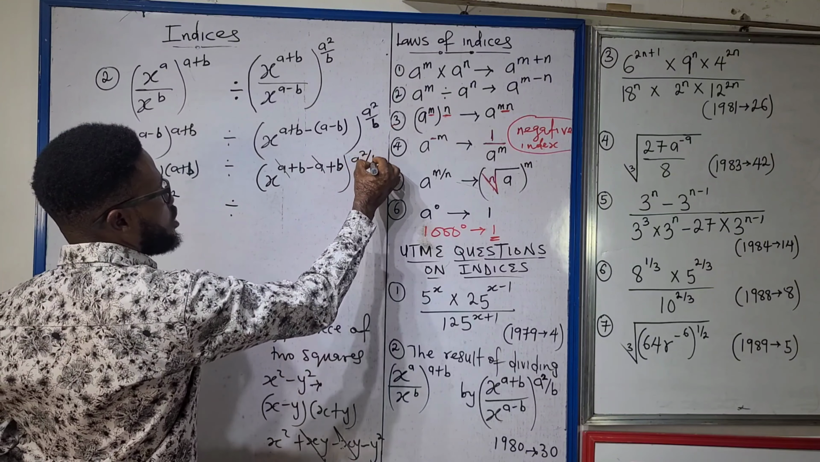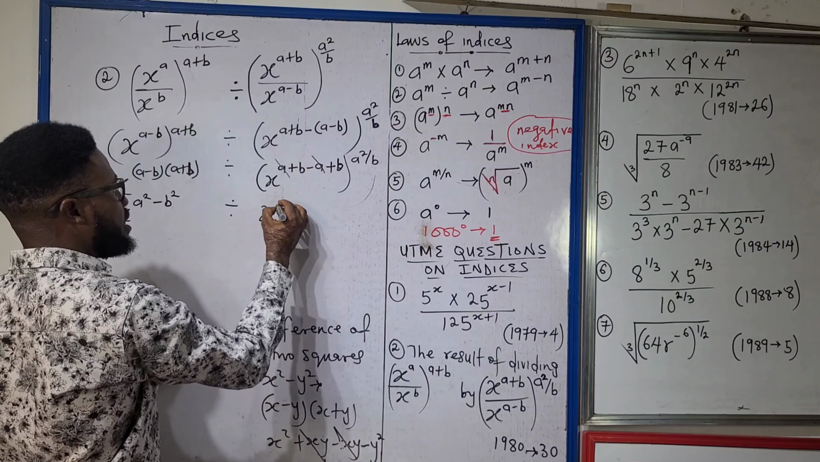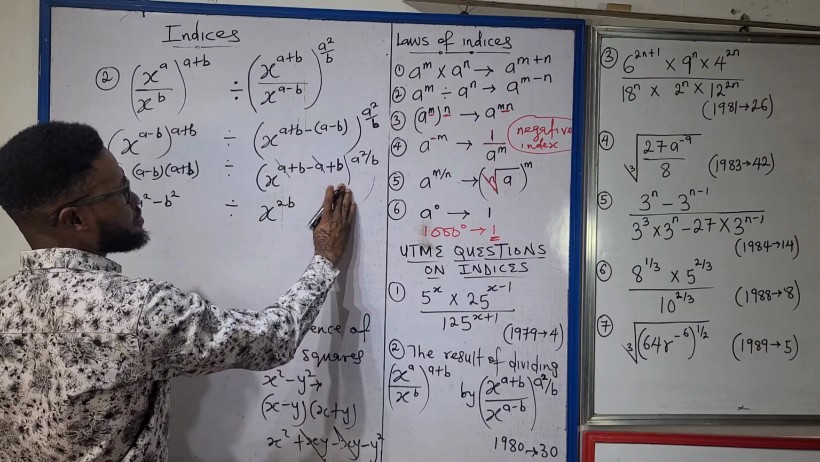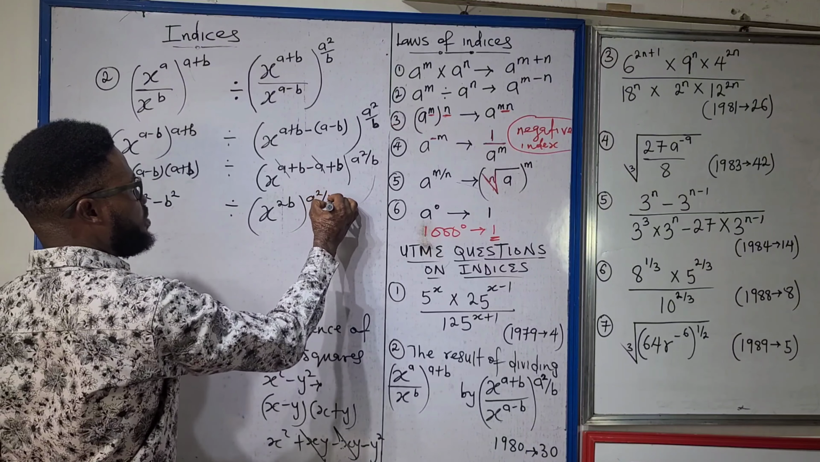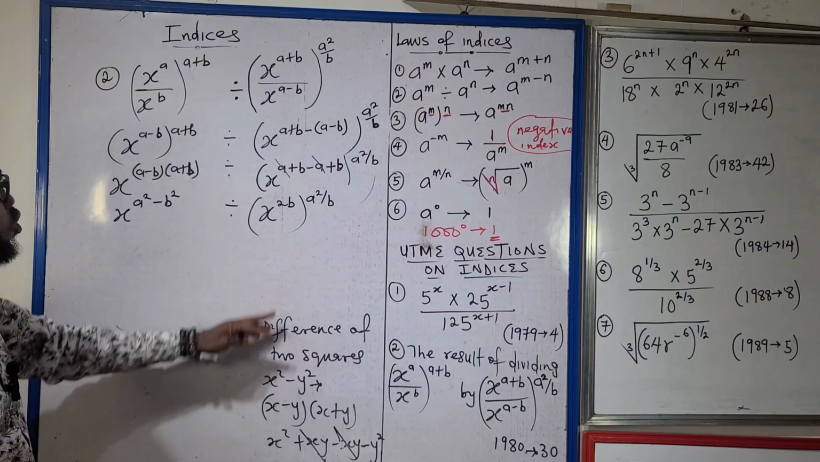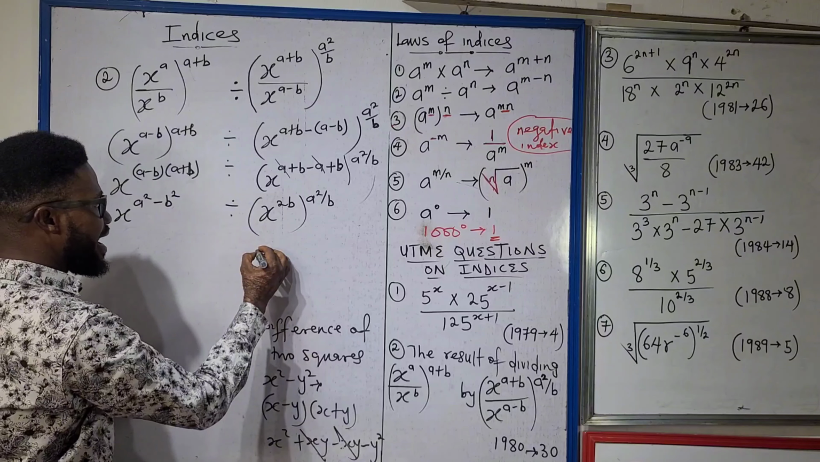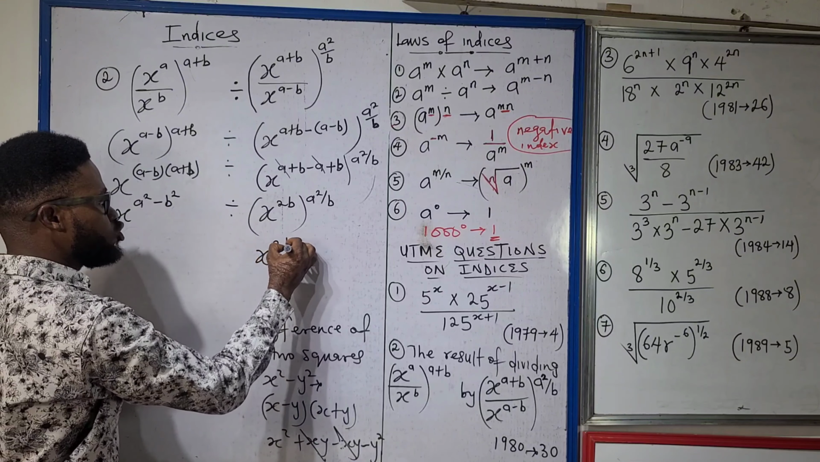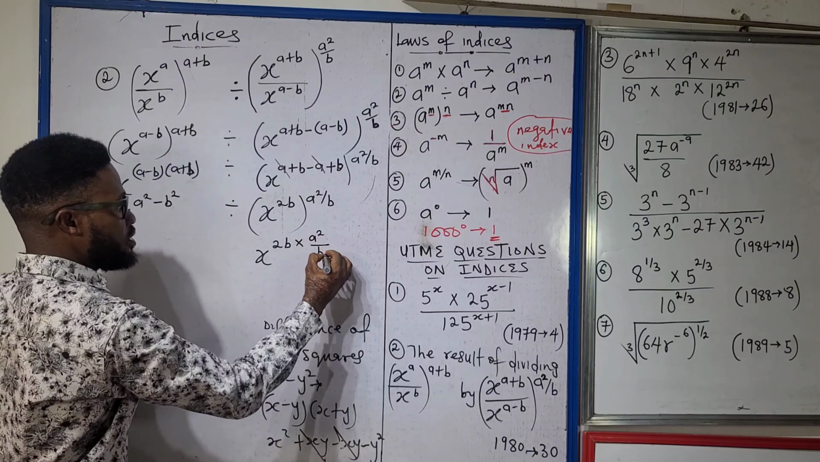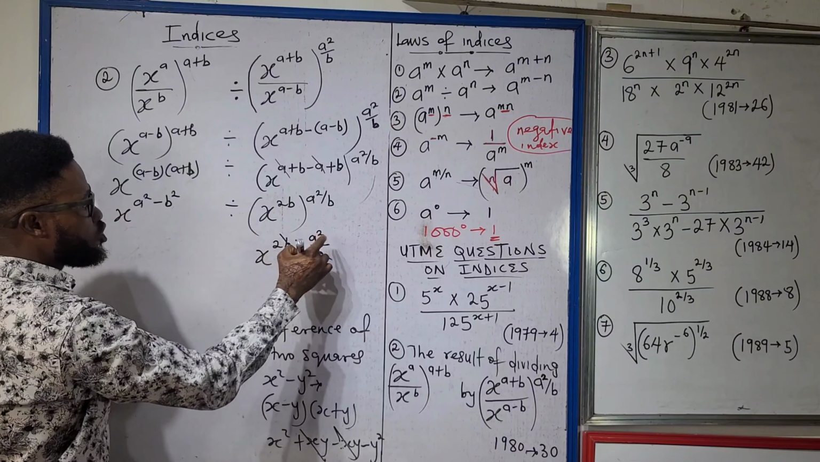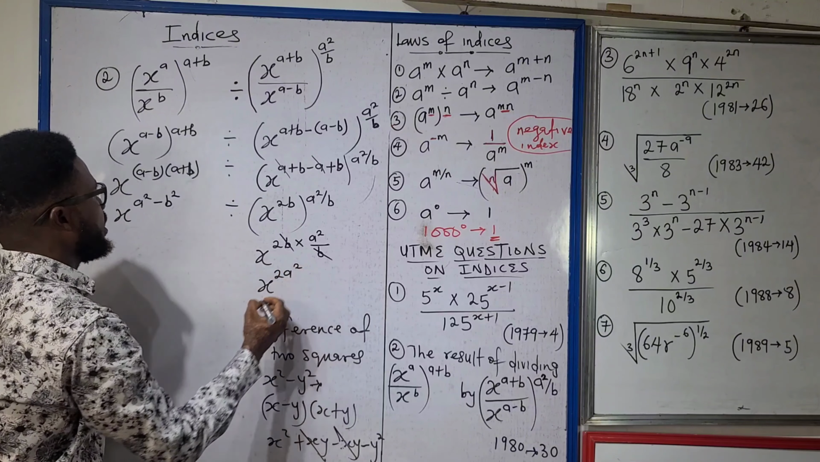All raised to power a square over b. So what I have, b plus b, that's x raised to power 2b, a square over b. So what this means is x raised to power 2b times a square over b. B takes out b. So I'm left with x 2a square.